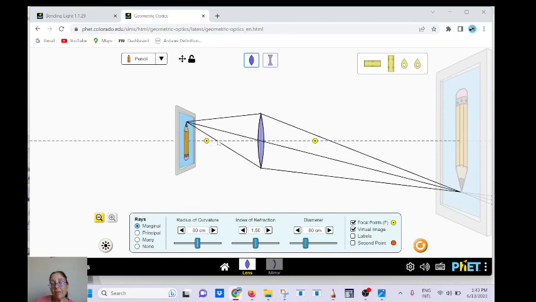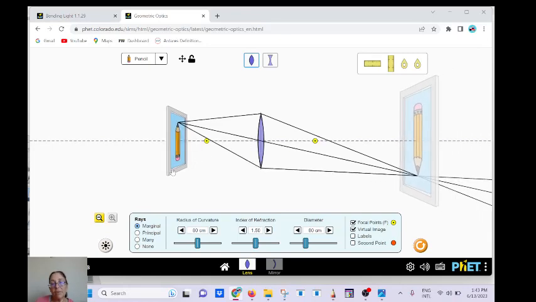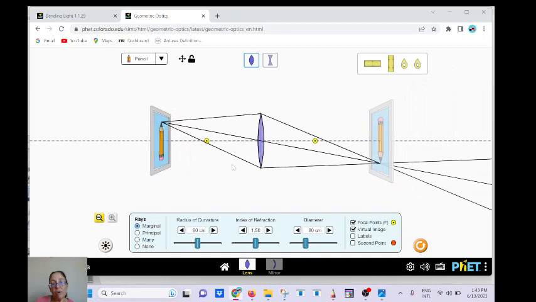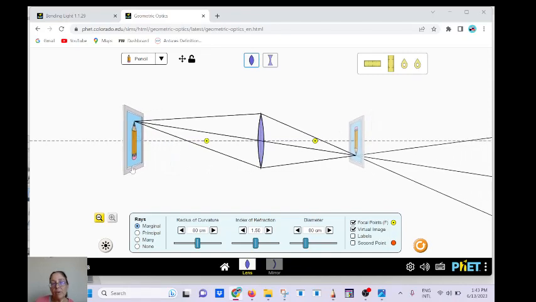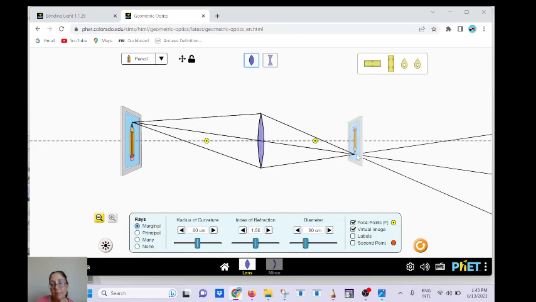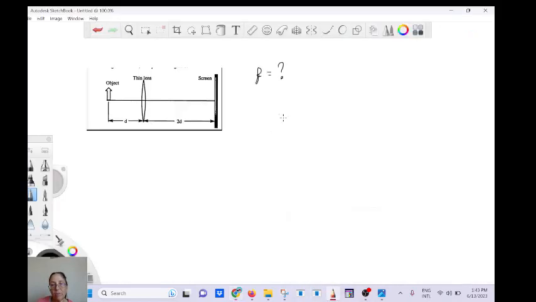If the object distance is inside twice the focal length, the image will be enlarged. And if the object distance is just twice the focal length, then the size will be the same. And as you move away from the lens, you see the image get smaller. So that was just a quick review.